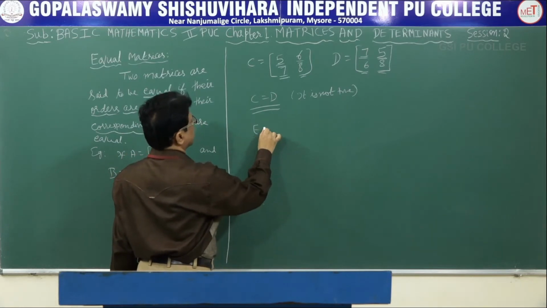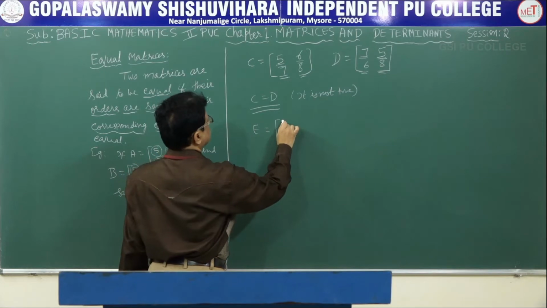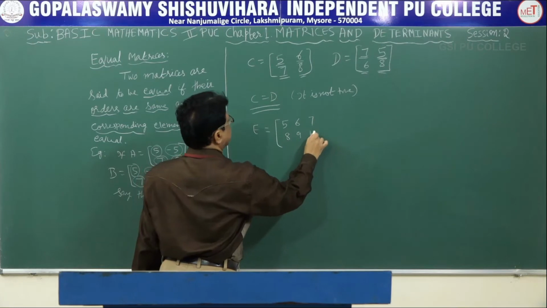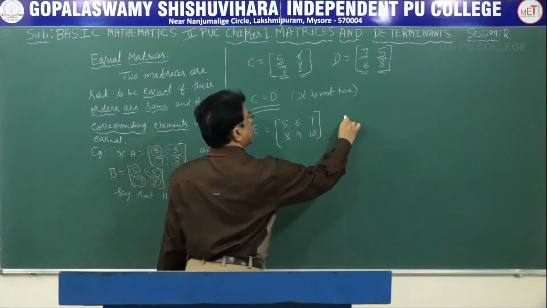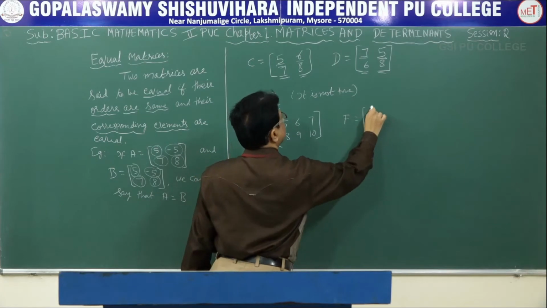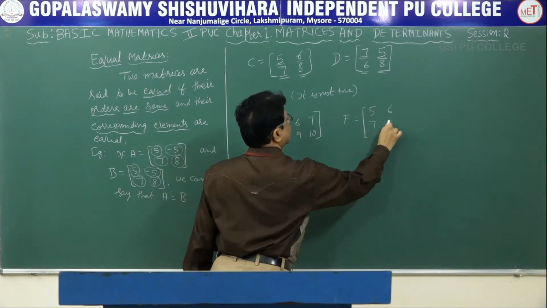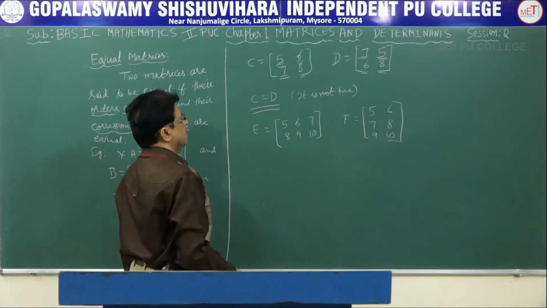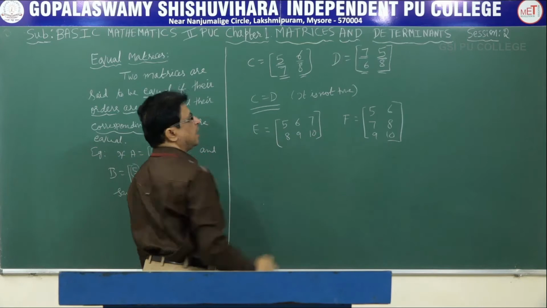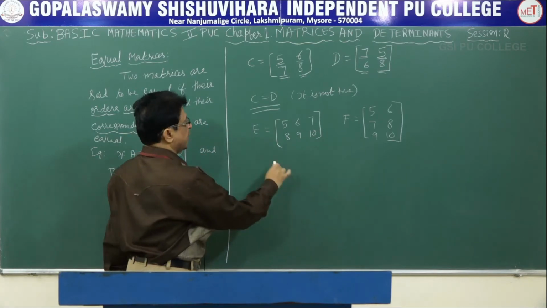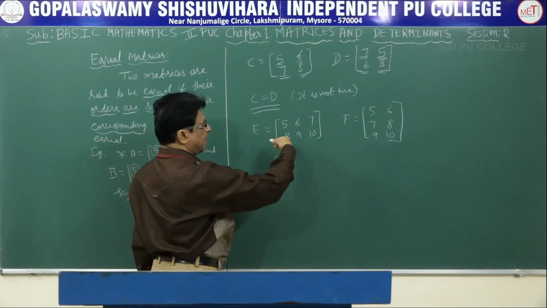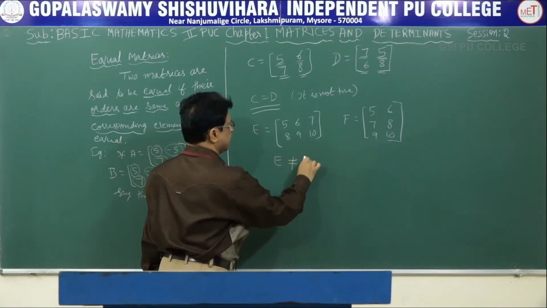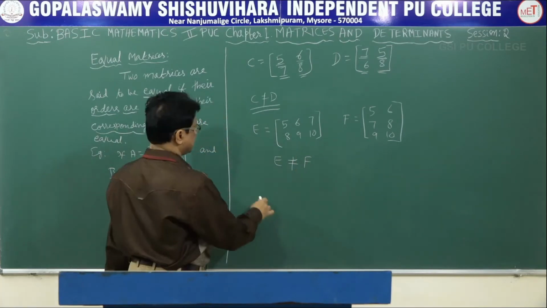Let us consider another example. E equals 5, 6, 7, 8, 9, 10. F equals 5, 6, 7, 8, 9, 10. Here E and F are not equal matrices because they are of different orders. That is, E is not equal to F.